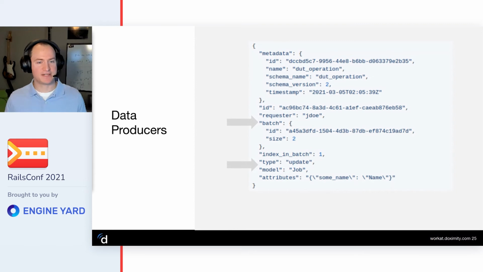We have the index of this update in that batch. We have a type that is an update, and then a model that is the job. So in this operation we've given all of the context that is needed for some process that is using it to be able to find the model that it needs and to update it properly.